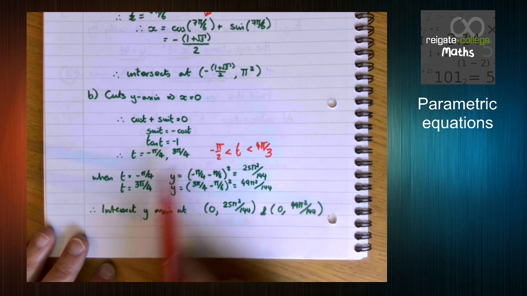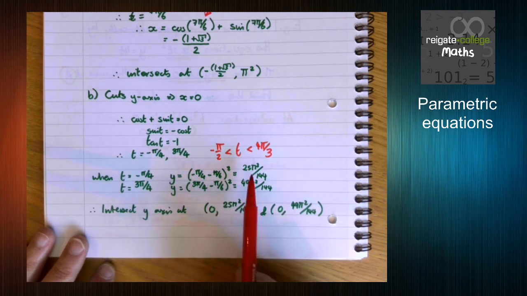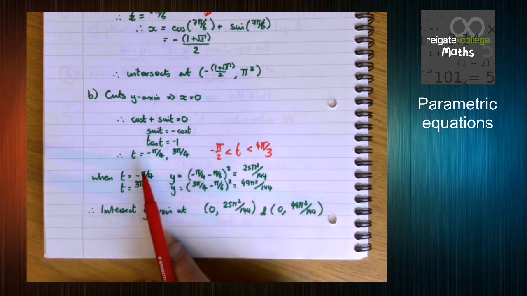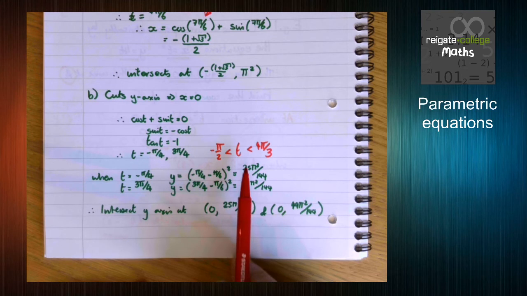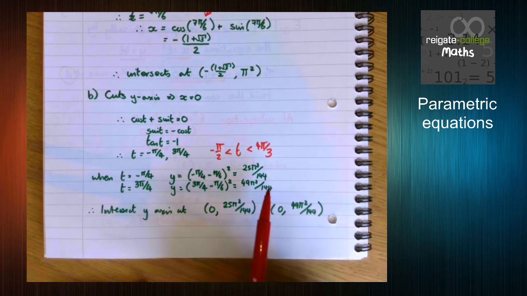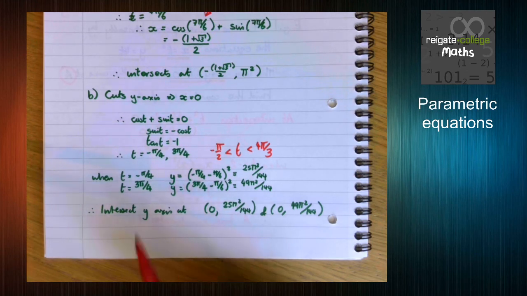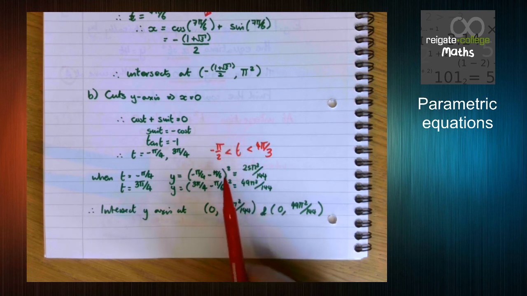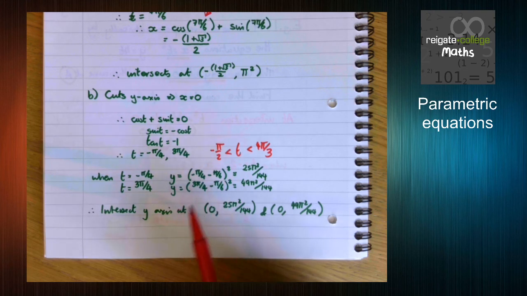Once we've found our values of t, we need to find the y coordinates, which, yes, are not very nice, but they're there. Substituting minus pi over 4 in, we get 25 pi squared over 144, and substituting in 3 pi over 4, we get 49 pi squared over 144. Now, do be very, very careful with your layout. Because we're taking two values of t and putting them into the same equation, you've got to make it really clear in the way you lay out your answer which one's which.